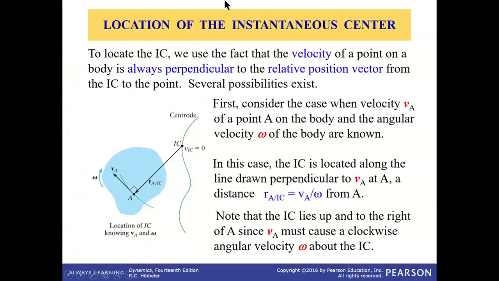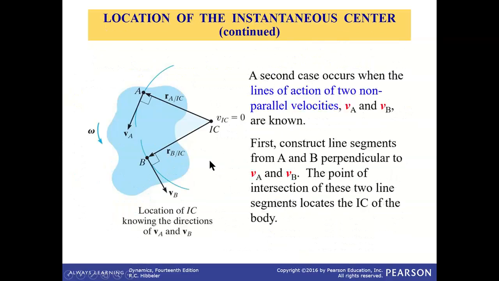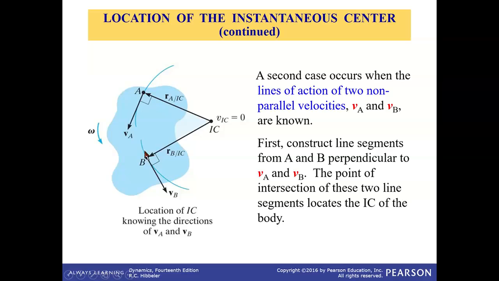So, location of instantaneous center. How do we determine the location of the instantaneous center? Let's say we have two points A and B on the rigid body. This blue blob is the rigid body, which has a counterclockwise angular velocity. And then this is the velocity at point A and point B.